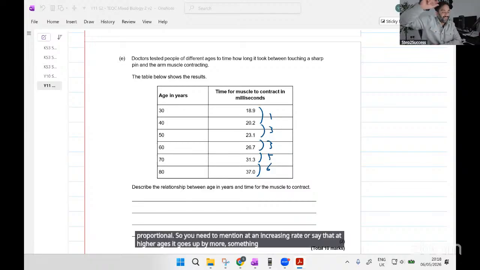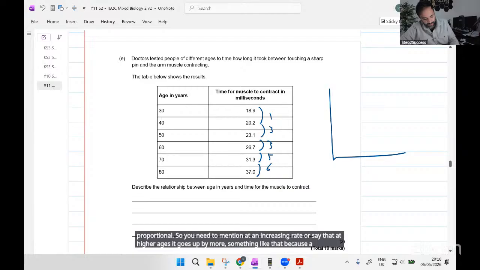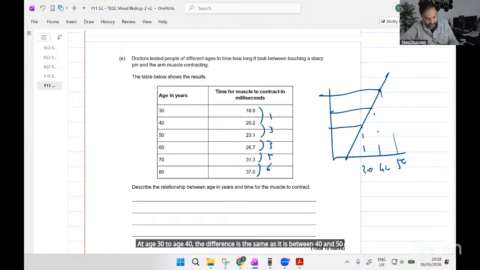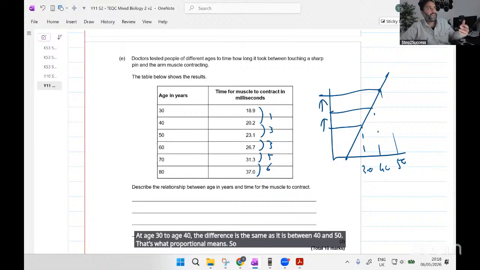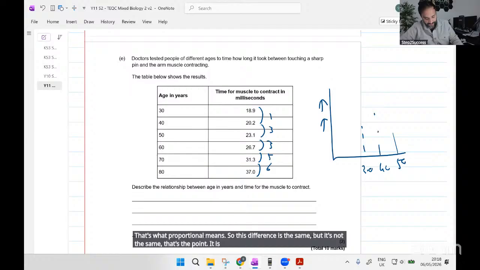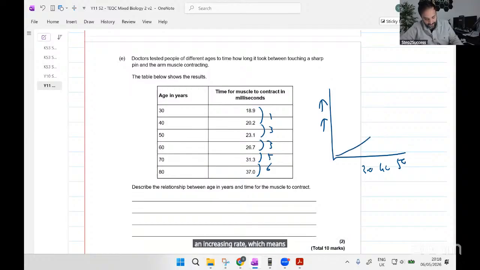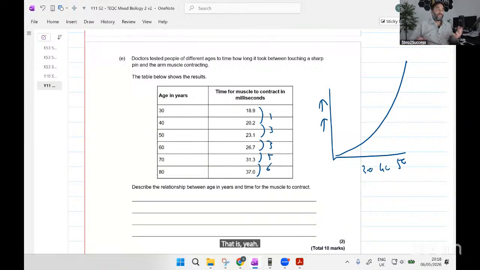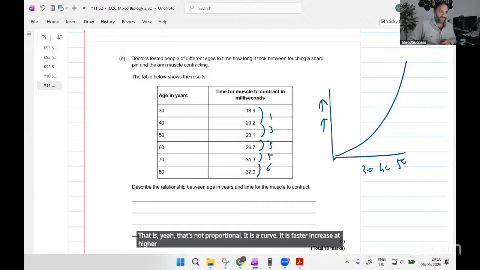Because proportional would mean, just so you understand, that at age 30 to age 40, the difference is the same as it is between 40 and 50. That's what proportional means. So this difference is the same, but it's not the same. That's the point. It is an increasing rate, which means the graph of this, if you plotted it, would actually look like that. That's not proportional. It is a curve. It is a faster increase at higher ages than it is at lower ages.